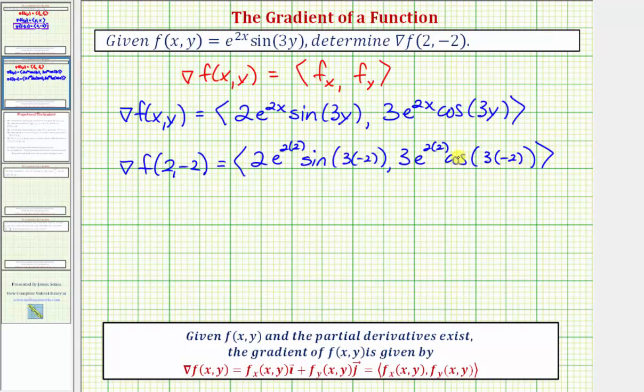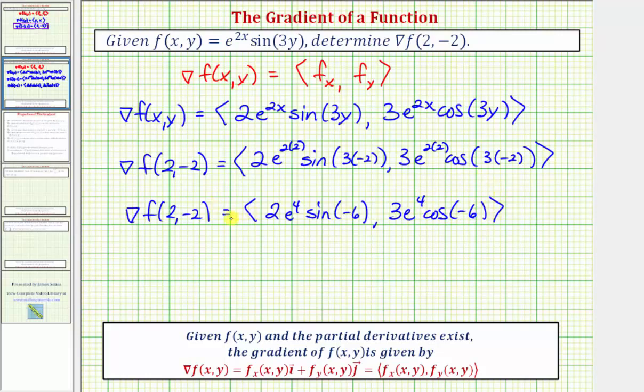Let's go ahead and simplify this, and then we'll use the calculator to evaluate it. So we have 2 times e to the 4th times sine of negative 6, and here we have 3 e to the 4th times cosine negative 6. And now we'll go to the calculator to get decimal approximations for the x and y components of our two-dimensional vector.